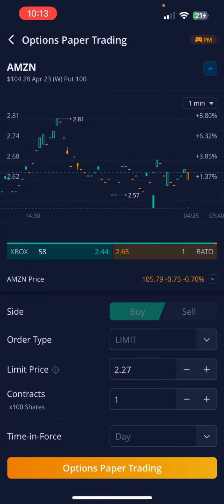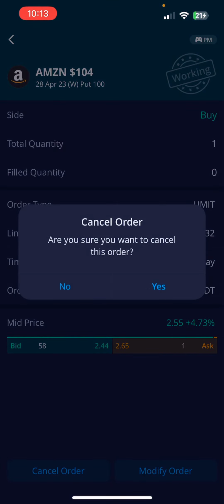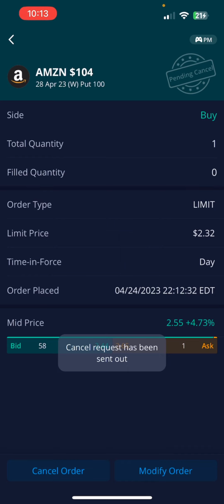And then modify order is where you would change it. So let's say it went up a little bit and you still want to try and get in. You would change it to maybe 232, 233, depending on what the price is at. And then cancel orders, obviously cancel. Remember, don't forget about these orders, because they will last and they could easily cost you money and get you into a bad trade if you're not paying attention. So remember to cancel any orders that you don't want to be in.